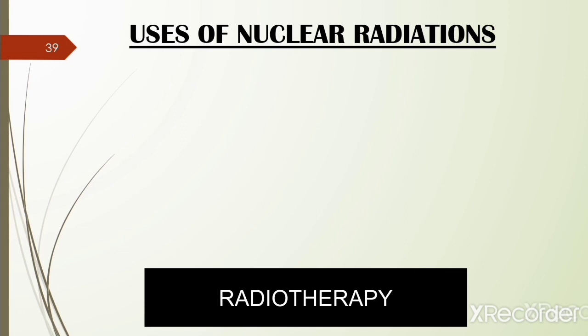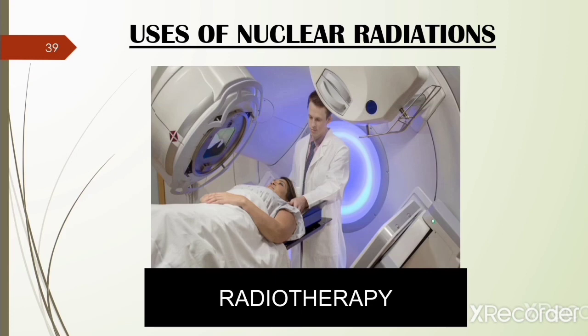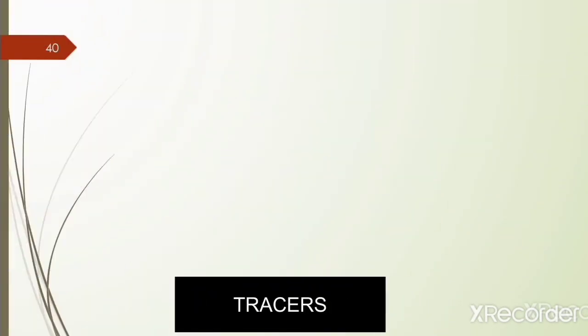First one, radiotherapy. In radiotherapy, gamma radiations are used, which kill or slow down the growth of cancer cells. Radiotherapy can treat overactive thyroid glands also. But in radiotherapy, we can't use alpha particles or alpha rays. Why? Because, as we all know, the alpha particle has very low penetrating power, so it can't penetrate through our skin.